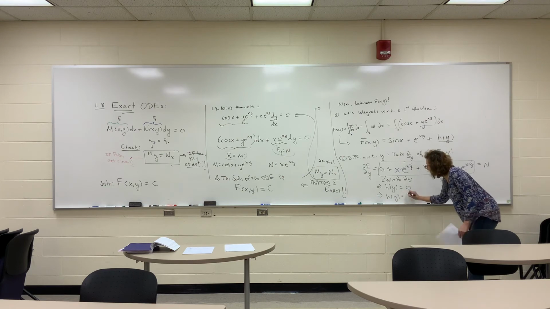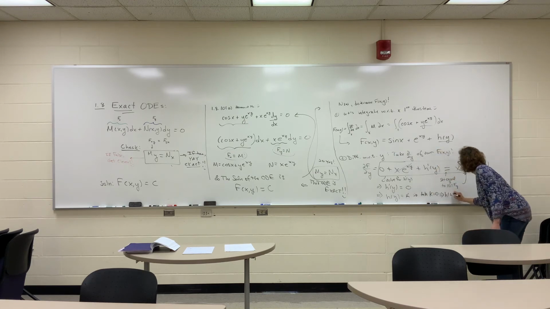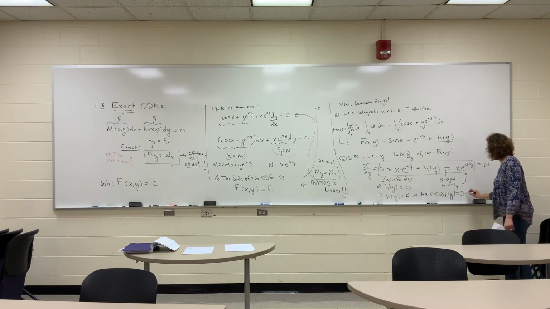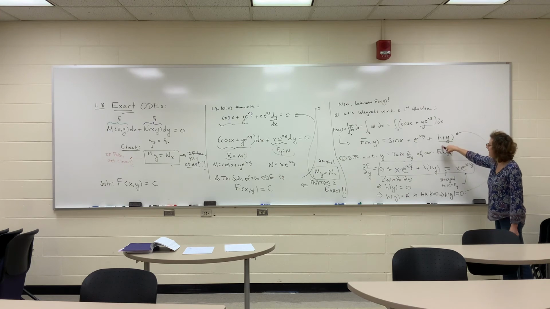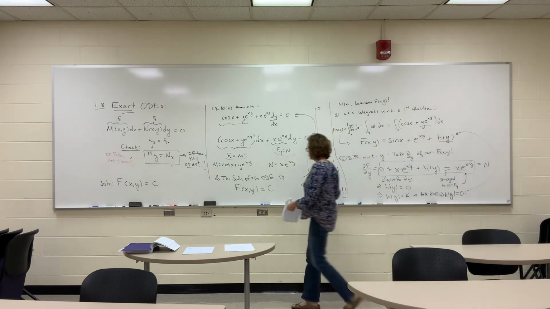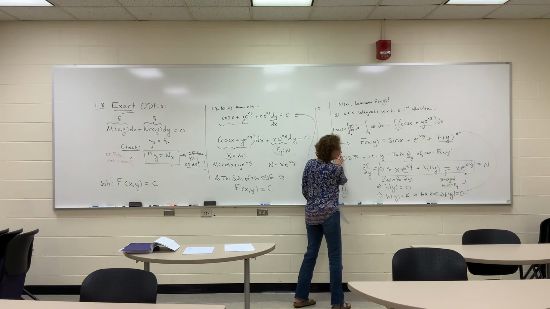Maybe I'll just write it like this. h of y is k, where k is any constant. So we'll take k equals 0, right? So h of y is 0 because we're going to set it equal to a constant anyway. So therefore, what did we just discover? This piece, the only thing that we didn't know yet, is 0. You okay? Okay?